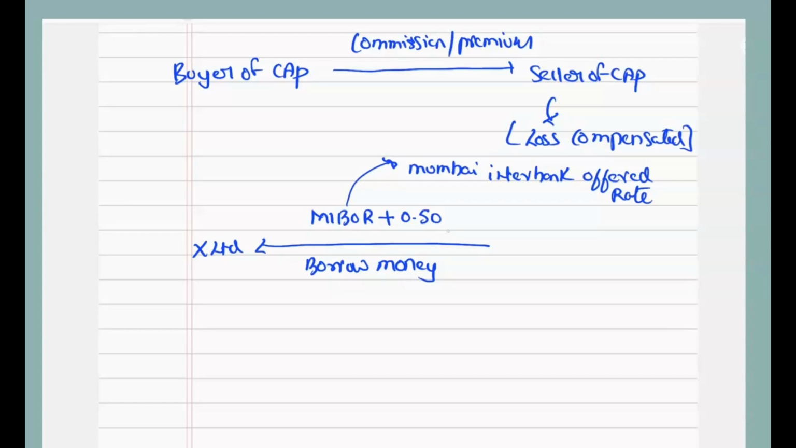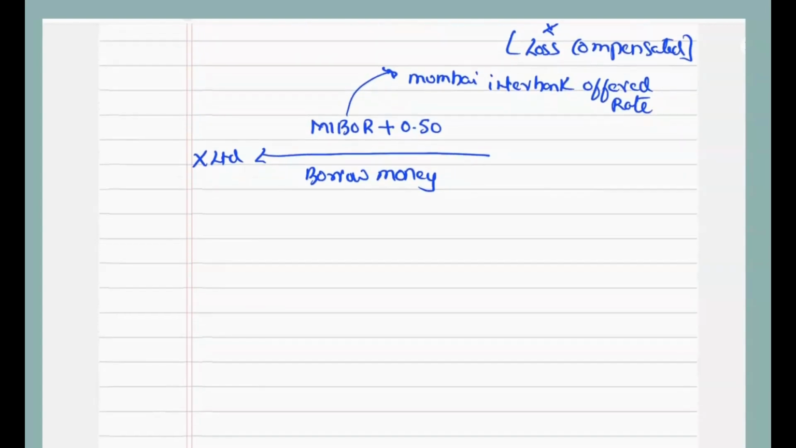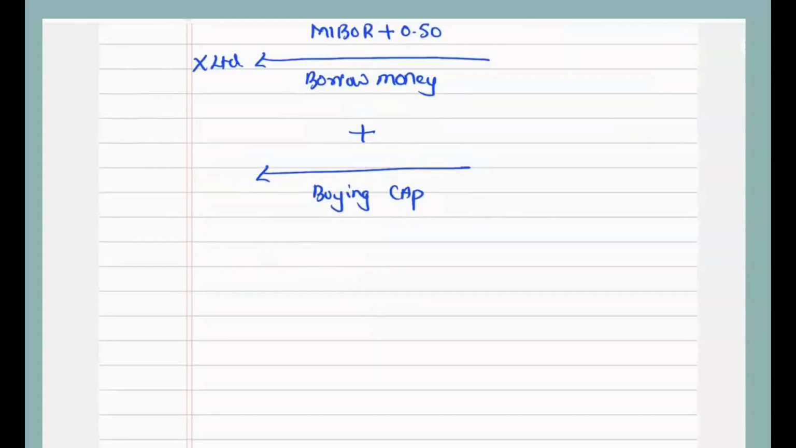This is your BPS, basis point. So X Limited is a company which is borrowing the money on the basis of a floating rate, which is MIBOR plus 0.50. Along with borrowing money, the company is also purchasing an option type derivative, which is a cap. So it is also buying a cap.